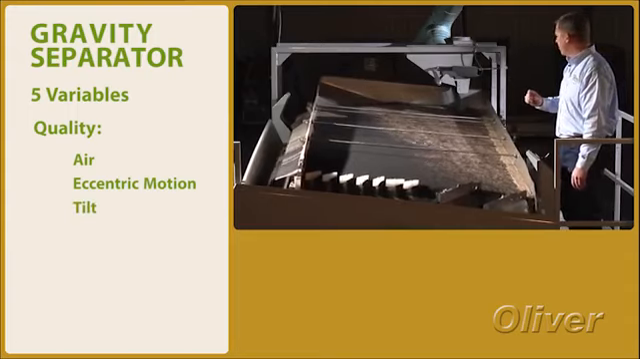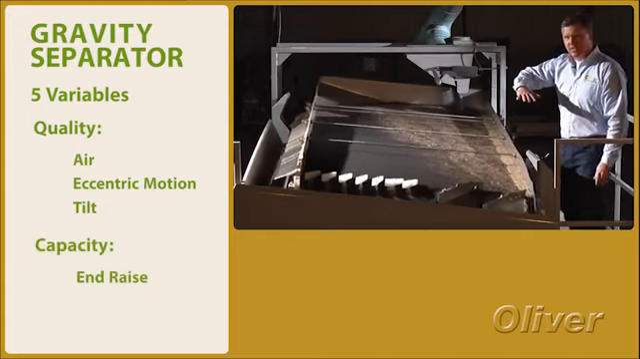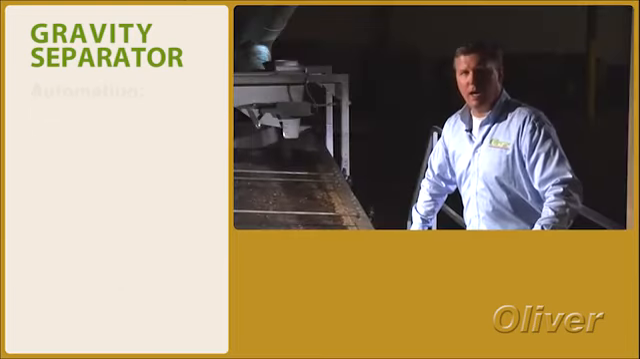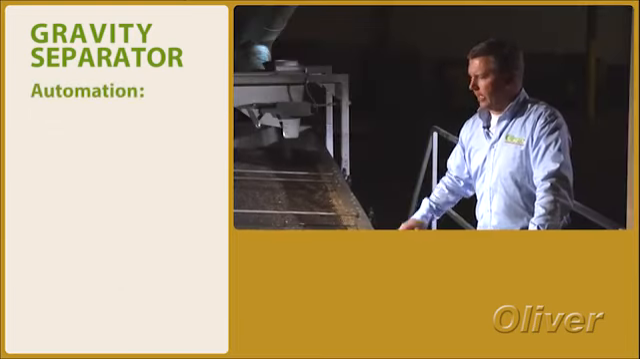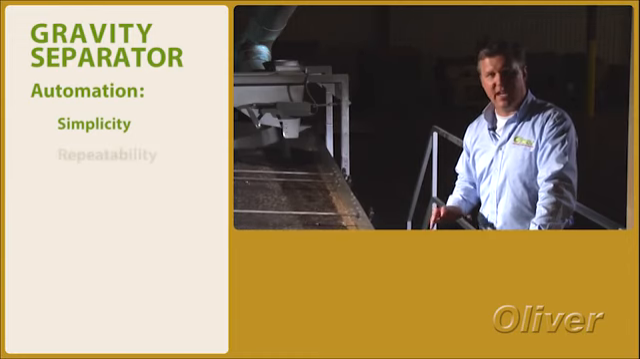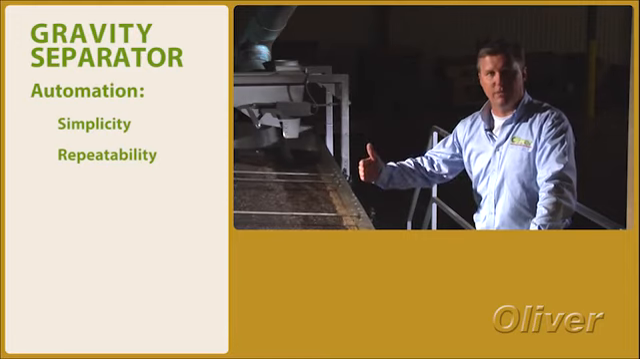As far as the other 2, they are basically built around capacity, and they're the end rays of this particular deck, and also the feed rate that you see here. Automation is key in the fact that it simplifies the operation of this machine, and it also allows you to save a setting and return to it later this afternoon or maybe next year.